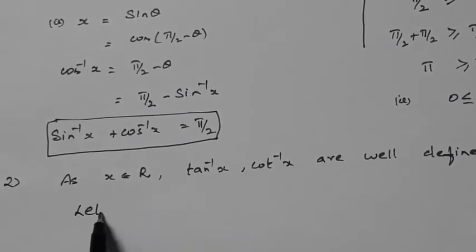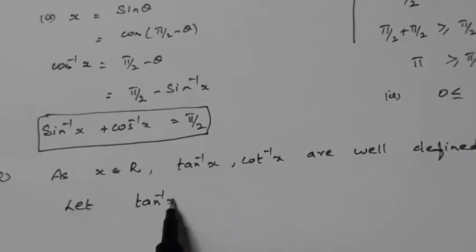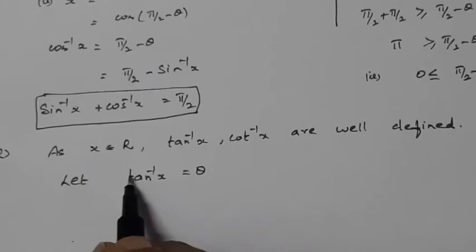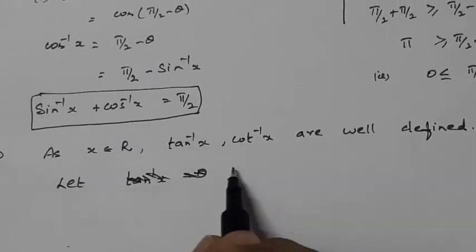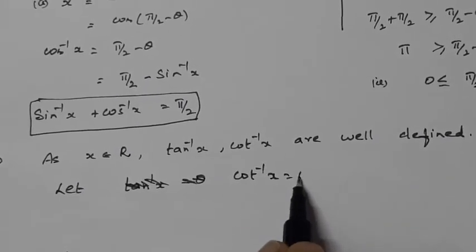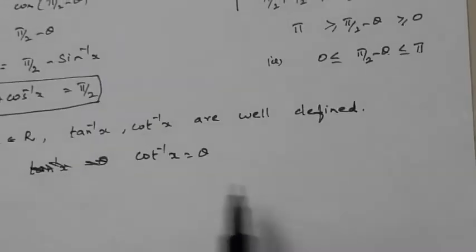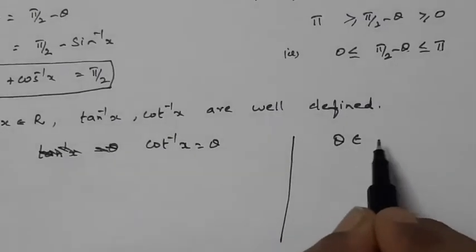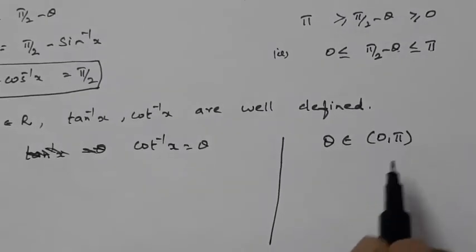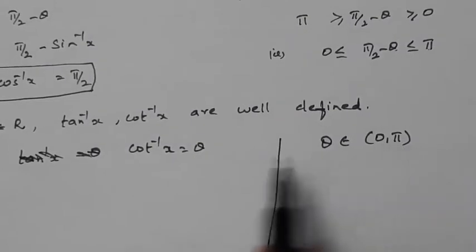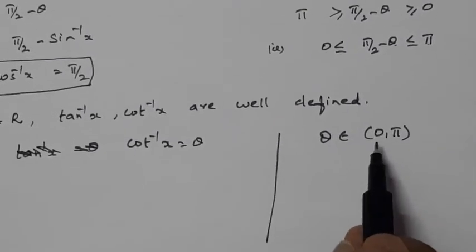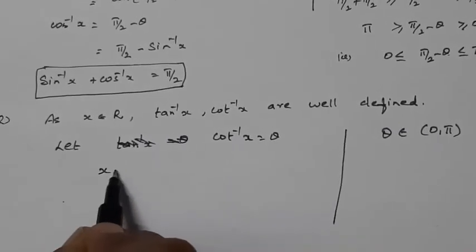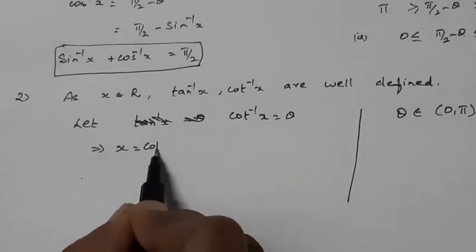So let us take cot inverse of x to be theta here. If we take cot inverse of x as theta, where should theta belong? Theta belongs to the open interval 0 comma pi. So 0 comma pi is the range for cot inverse. Now by definition, this implies x is equal to cot theta.